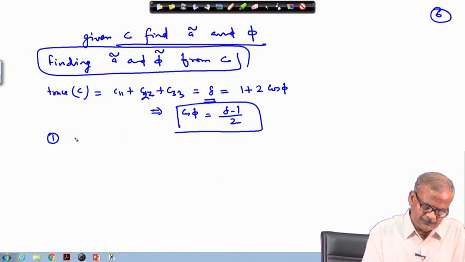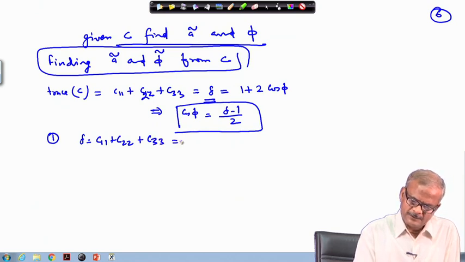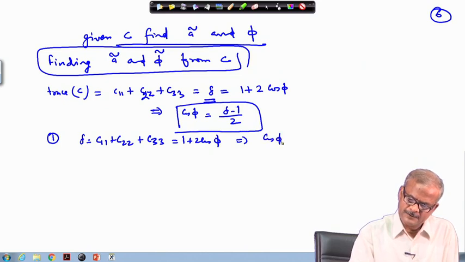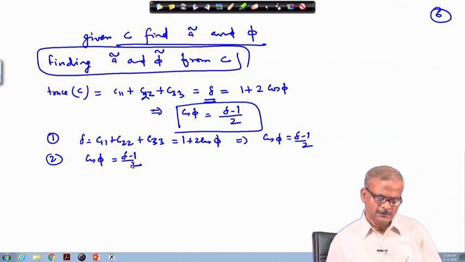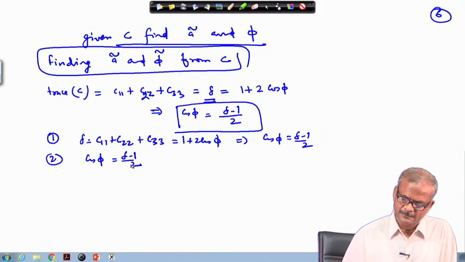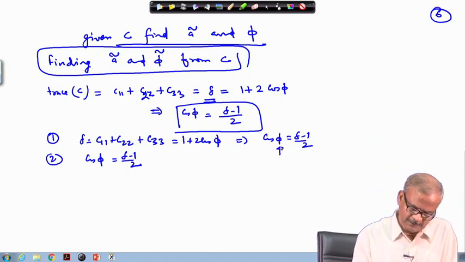So, the first step is our delta, write this as C11 plus C22 plus C33 equal to 1 plus 2 cos phi, and from there you write cos phi equal to delta minus 1 divided by 2. So, the second step is what we get, cos phi equal to delta minus 1 divided by 2. Now, what we are left with is that we have to find out the A vector. There are certain problems involved, so we have to resolve all these problems even with the angles which will come across shortly.